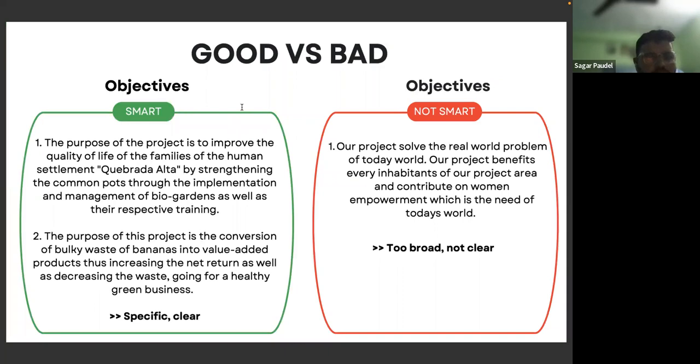Next, we have some examples from previous applications, where we try to show you in two parts. One is a SMART objective, which is specific, measurable, achievable, relevant, and time bound. And the next one is not SMART. So here are the examples. While writing a project, we need to mention our objective in a very clear and specific way. We should not make our objective too broad and confusing. So this is the main purpose of this slide.